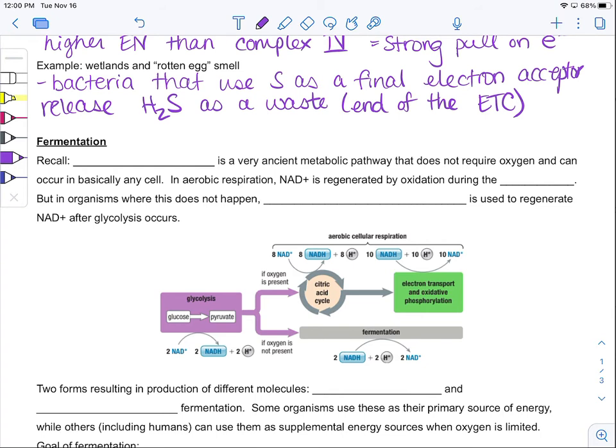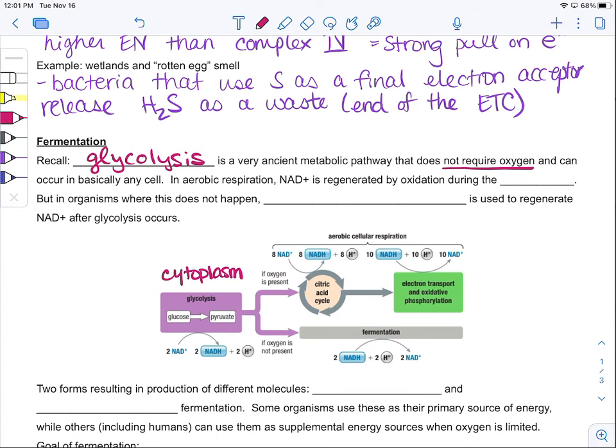So my first blank over here that I wanted us to remember and recall: glycolysis is a very ancient metabolic pathway that does not require oxygen, and it can occur in basically any cell. We had discussed in class the fact that glycolysis actually happens in the cytoplasm. So we know that any cell that we could possibly look at has cytoplasm, so glycolysis is able to happen in any of them.